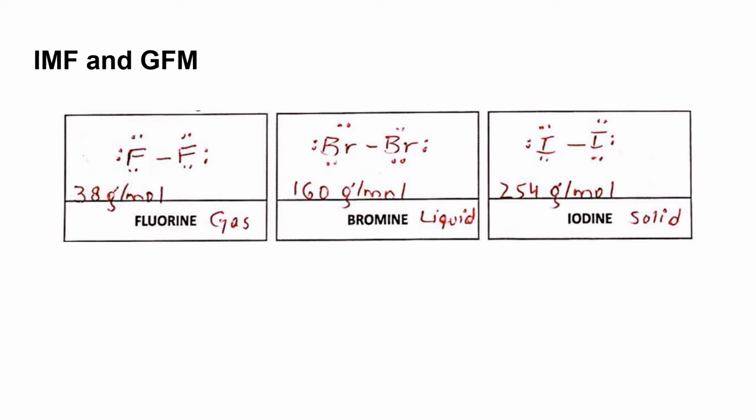Another piece of information that we were able to get from the same elements is, notice how as we are going from fluorine to bromine to iodine, the gram formula mass is increasing. What happens is that the higher your gram formula mass is, the stronger the intermolecular forces are going to be. And we know that because fluorine has a lower gram formula mass, and it's also in the gas phase. And remember, gases have weaker intermolecular forces compared to iodine, which has a higher gram formula mass and occurs as a solid at room temperature, and solids have stronger intermolecular forces.